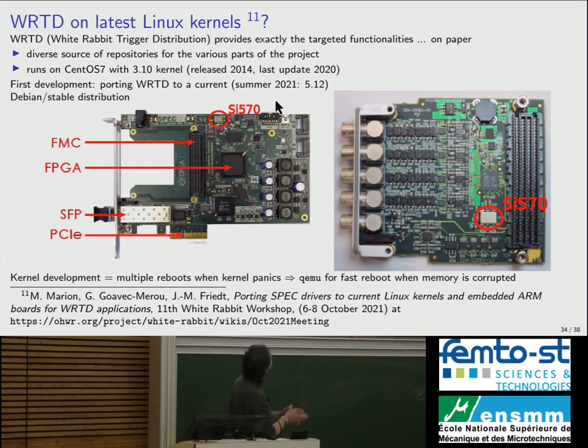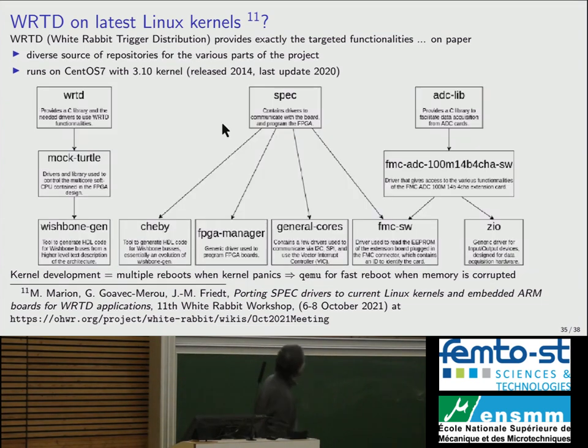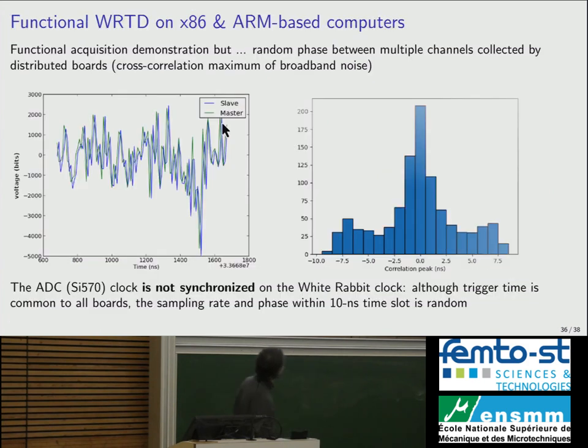So once we had White Rabbit working on the Raspberry Pi, we wanted to be able to collect data. So you buy some of these A to D conversion boards that fit on the FMC carrier here, and you run data acquisition, and you expect all your samples to be aligned. Well, not at all.